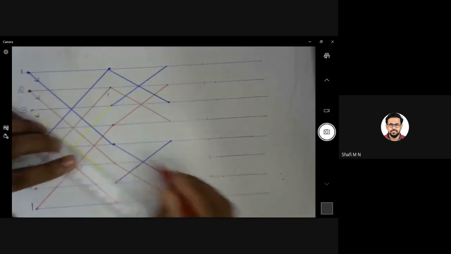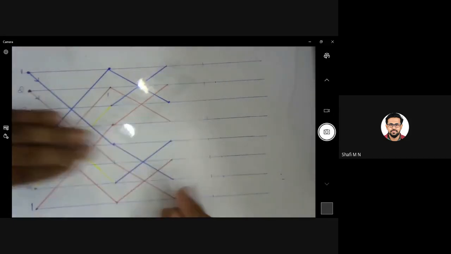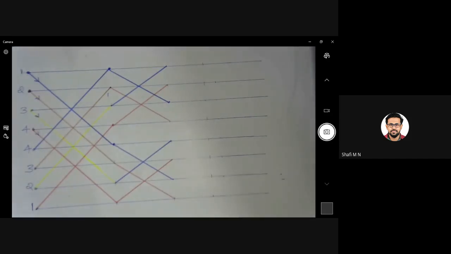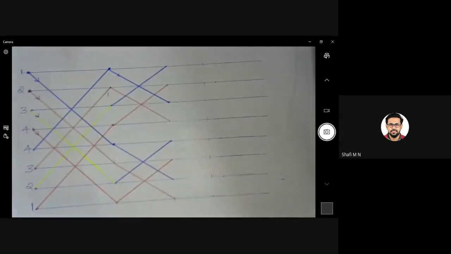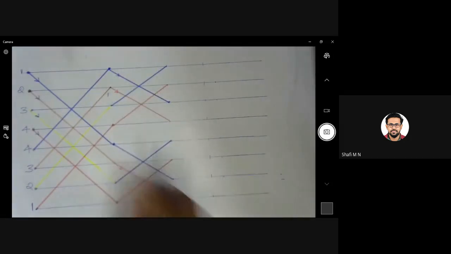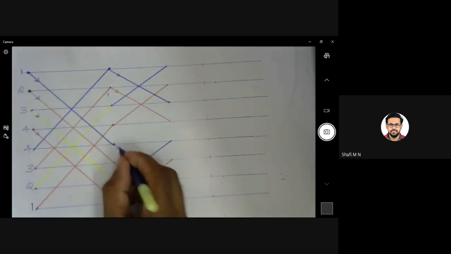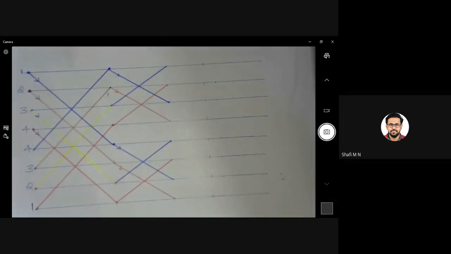No two butterflies in a stage can share a common point. So that's it. And here I will mark the twiddle factors. Sorry, twiddle factors, not twiddle factor exponents. You will mark the twiddle factors.